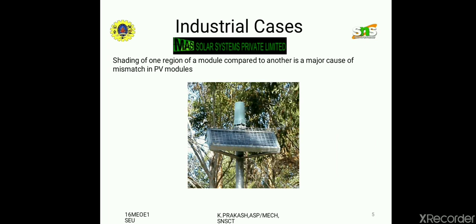If a part of the solar cell is covered fully with shadow, and the other part is in sunlight, the power output in the area where the light falls will be more, whereas in the shadow region it will be lesser. This causes a big mismatch in the photovoltaic modules, and this affects the efficiency of the photovoltaic modules.